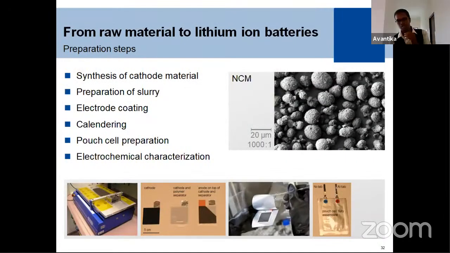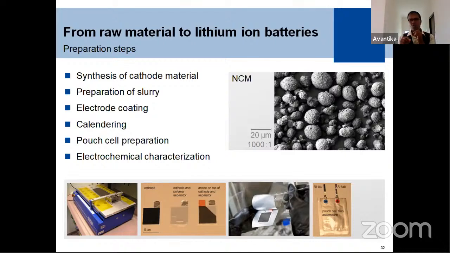So this slide shows a clear picture of how we can prepare the cathode materials. After optimization of the cathode materials, how we can prepare the slurry, and after making the slurry, how we can make the electrode coating, how we can make it a pouch cell, and finally we can put it in the testing. I already showed you one clipping of a pouch cell.